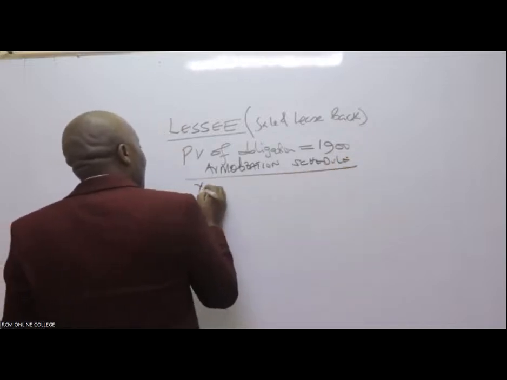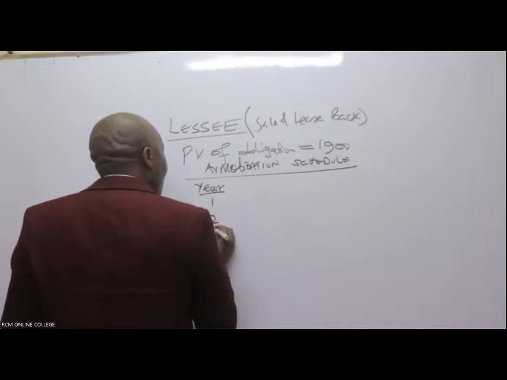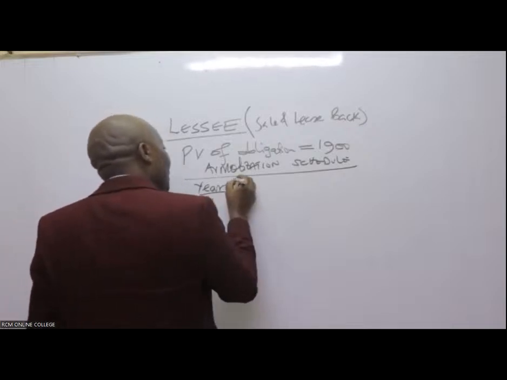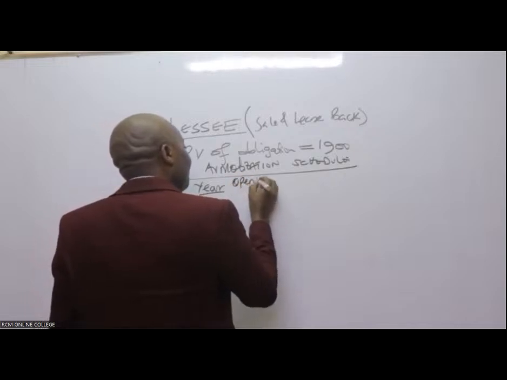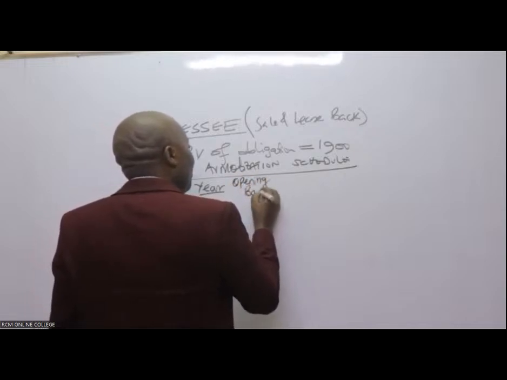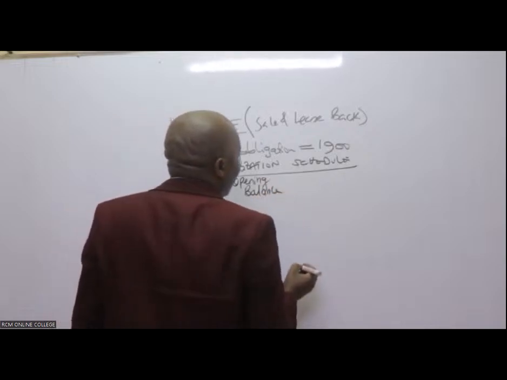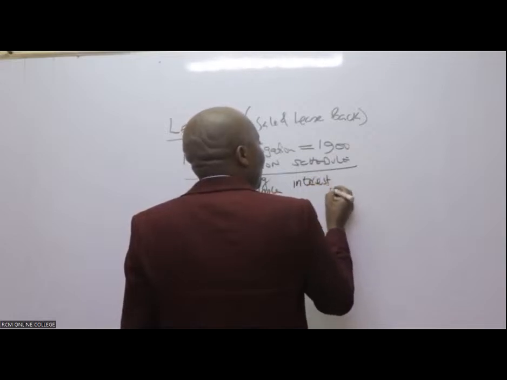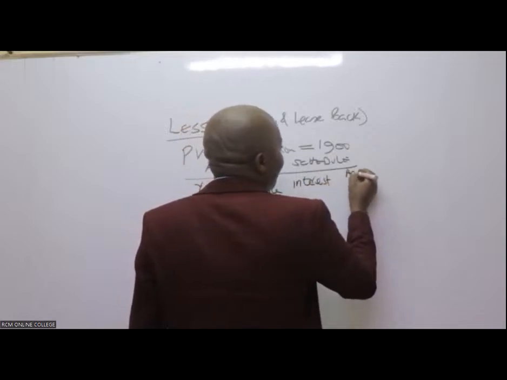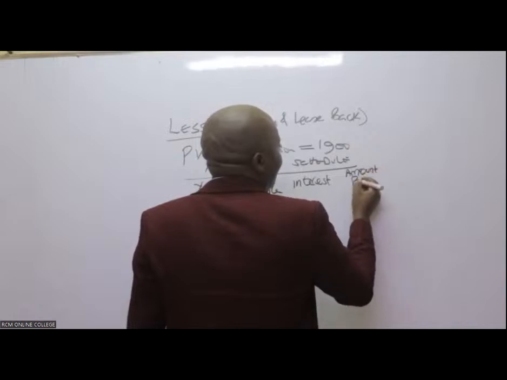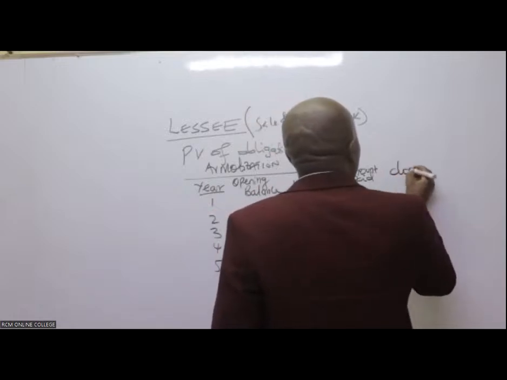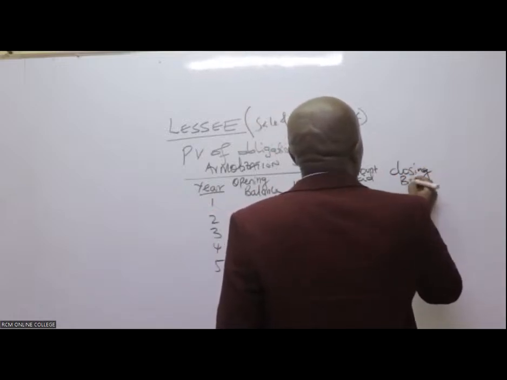So we have here 1, 2, 3, 4, 5. It's a 5-year lease. So give us the opening balance, then the interest, then the amount paid, and then the closing balance. Very easily, the closing balance.